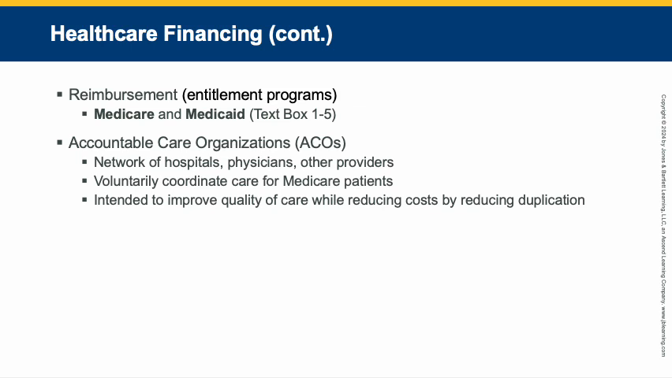An ACO is the network of hospitals, physicians, and healthcare providers who voluntarily offer to coordinate care for their Medicare patients. The providers jointly are accountable for this health care, which gives them financial incentive to cooperate and share information to avoid unnecessary testing and expense. So this helps keep a patient from having a bunch of duplicate testing.